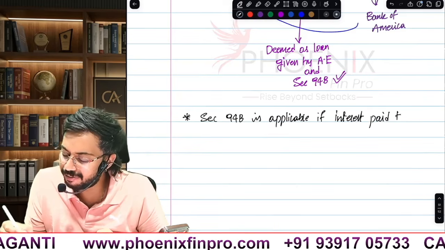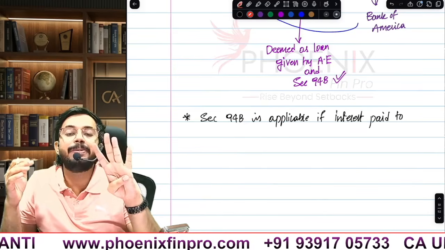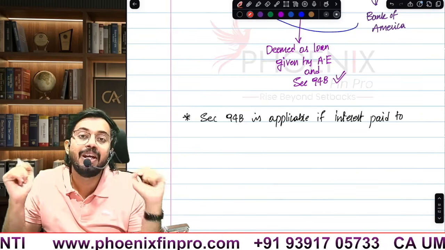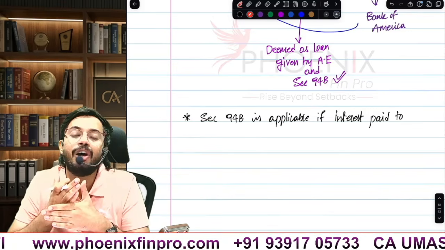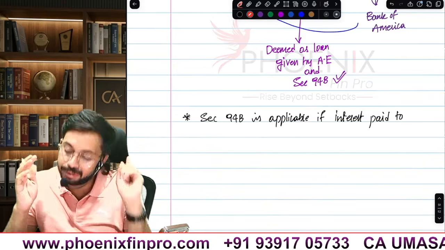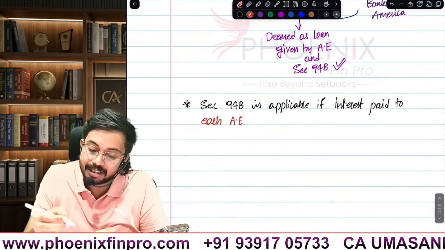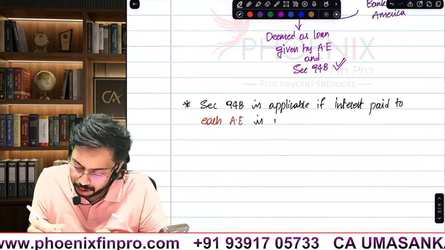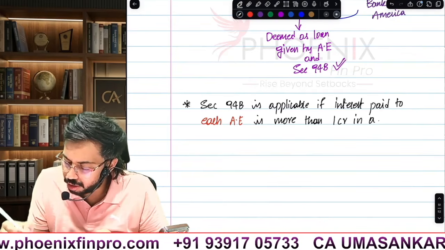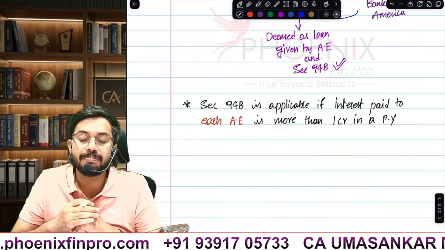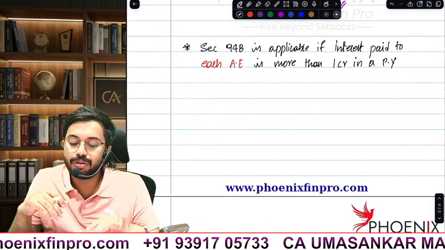However, here there is one loophole: no aggregation. Let's say an Indian company has 4 subsidiary companies, 4 associated enterprises. Now, is the 1 crore limit applicable for each associated enterprise or for the aggregation of all associated enterprises? The answer is each associated enterprise. If interest paid to each associated enterprise is more than 1 crore in a previous year, then only section 94B is applicable. Otherwise section 94B is not applicable. Are you able to understand? So you can use it as a loophole.